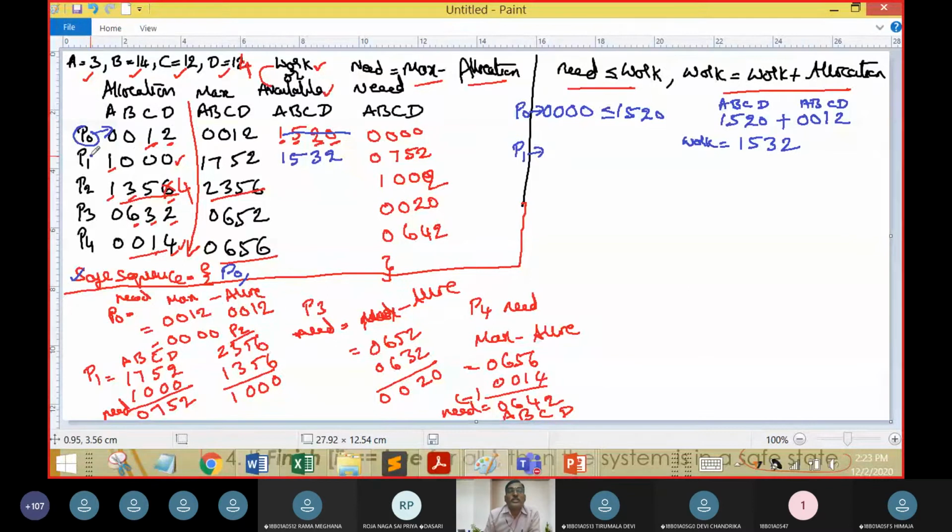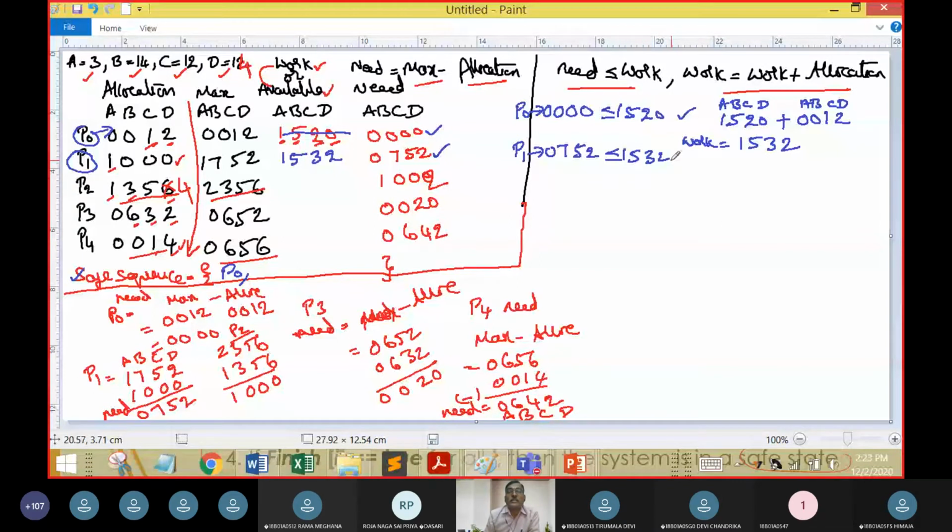Need of P1 was 0, 7, 5 and 2. Whether it is less than or equal to the new work. What is work? 1532. So 1532 is the work, and here I am asking for 7. Is need less than or equal to work? No, I can't take up the process P1. So it is going to iterate for the next step.